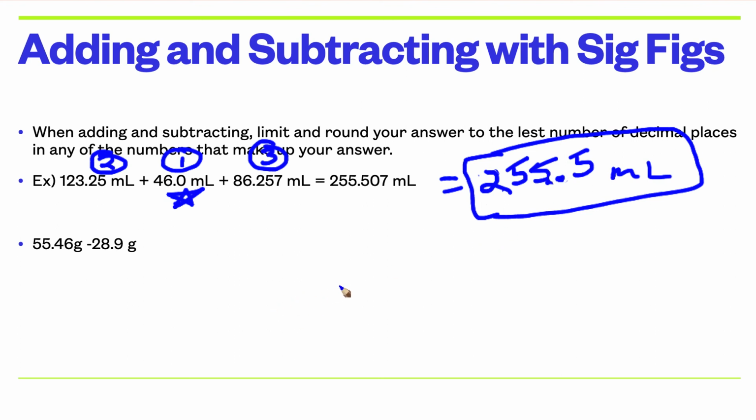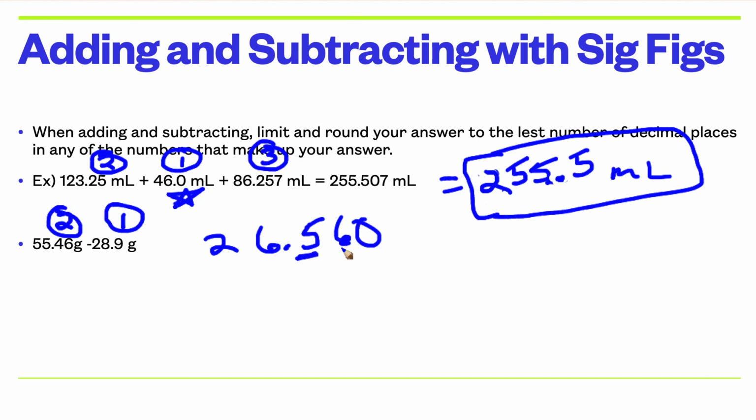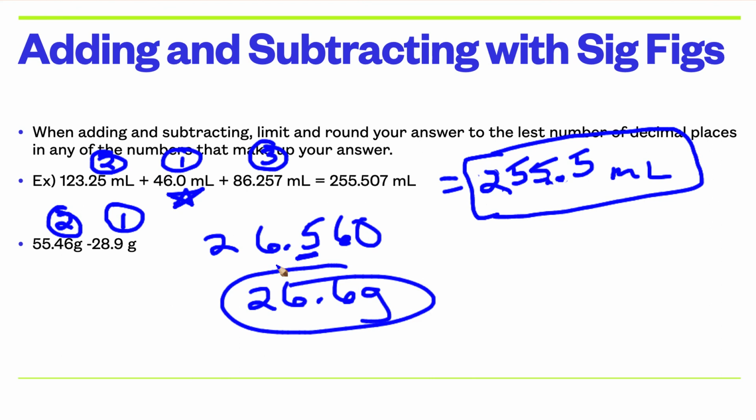Now if we want to do another one, 55.46 minus 28.9, I see I have two decimal values here, and I have 1 here. So my final answer should have 1 decimal value. If I did this out, 55.46 minus 28.9, I get 26.560. But I only want 1 decimal value. So I'm looking at this 5. Since this is 5 or greater, I round up. So my final answer would be 26.6 grams. Okay, so that's addition and subtraction.